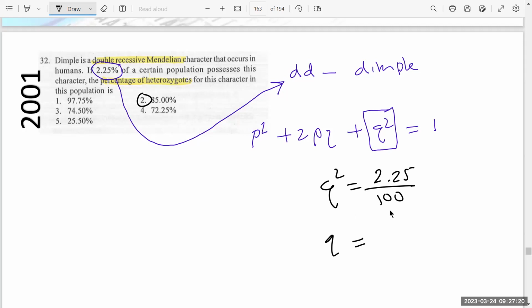Or if you don't use a calculator, 225 is 15 into 15, so the square root is 1.5. Yes, 1.5. So then q is 0.15.